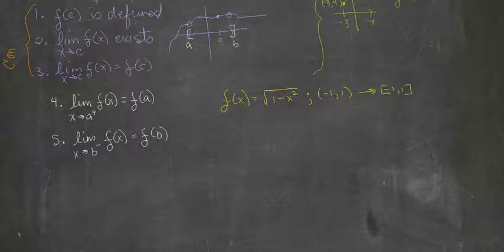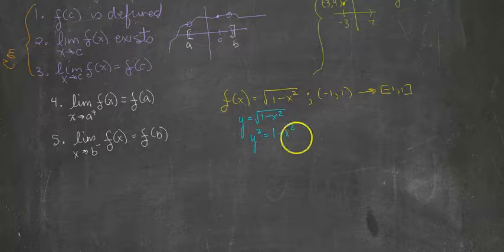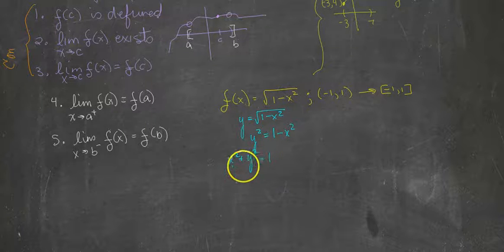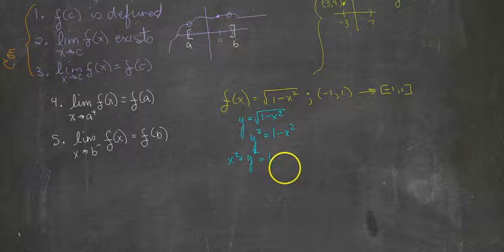So first, let's figure out what the graph looks like. Of course, we could just plop it into a graphing calculator, but it might be a little bit more fun to look at it another way. So I'm going to change f of x to y equals the square root of 1 minus x squared. Well, if I square both sides, then I get y squared equals 1 minus x squared. Now this is starting to look familiar. Add x squared to both sides and I get y squared plus x squared equals 1. Well, this is just a circle, right? This is just the equation for a circle.